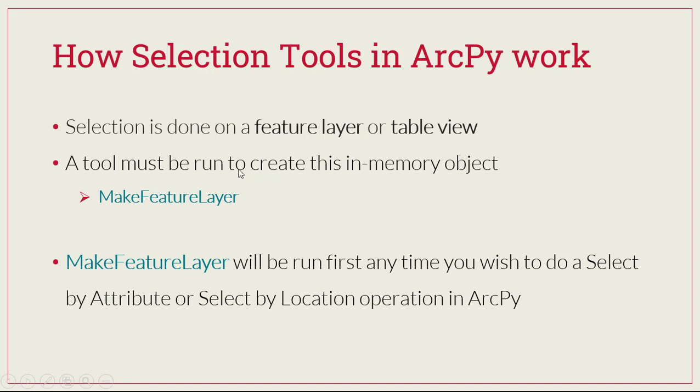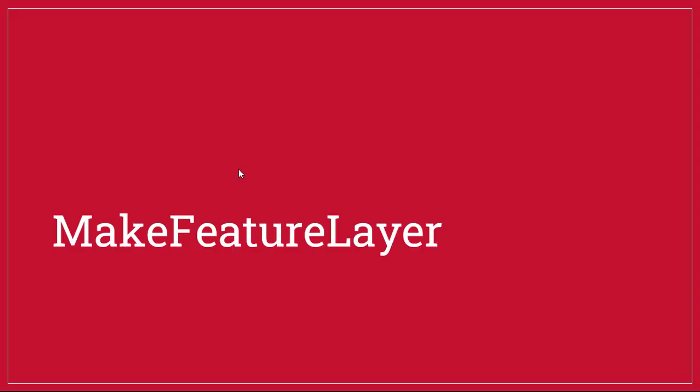Moving from the desktop GIS software to ArcPy, the same is going to apply. However, you as the GIS professional in ArcPy have to be the script author, and you must include the geoprocessing tool to create this in-memory feature layer or table view. In ArcPy, this tool is called Make Feature Layer. This tool will be added to any script that you write where you want to take advantage of the Select by Attribute or Select by Location tools out of the ArcGIS toolbox.